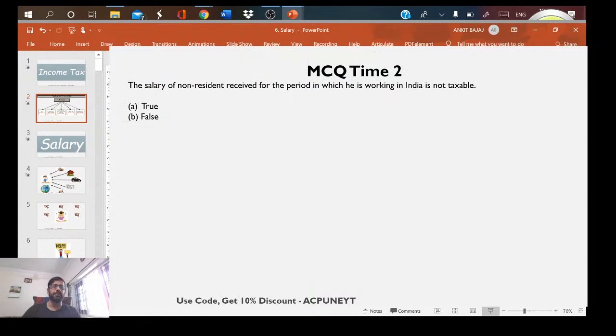Okay. Sir, MCQ time. Salary of a non-resident for the period in which he is working in India is not taxable. Sir, is it true? I'm waiting for your answer, guys. You just tell me whether it is true or false.